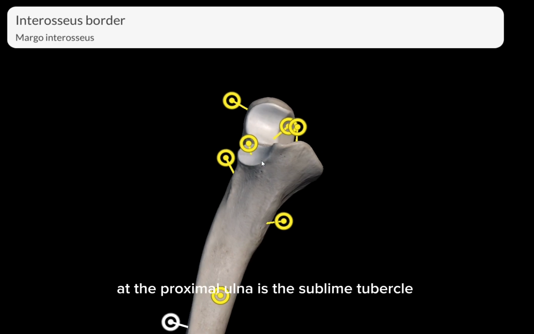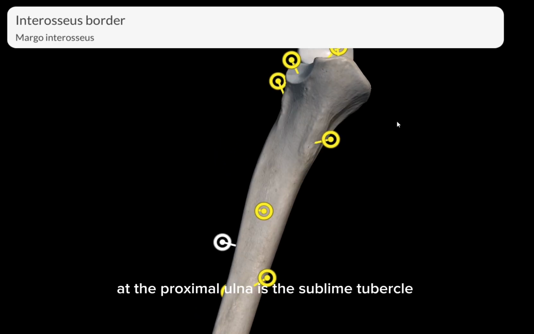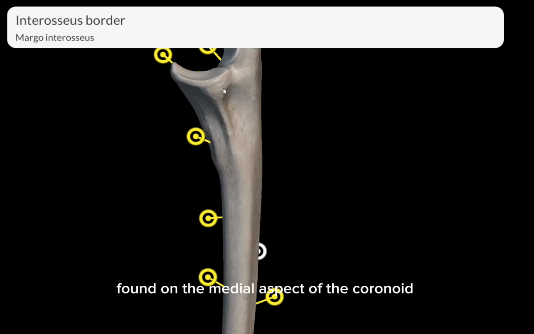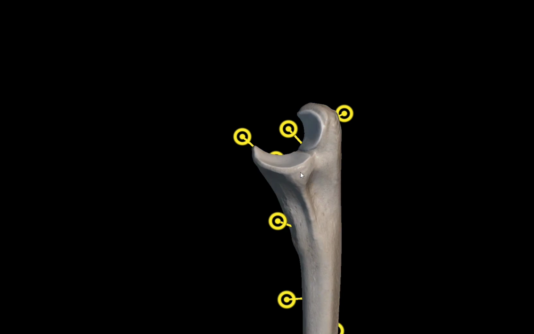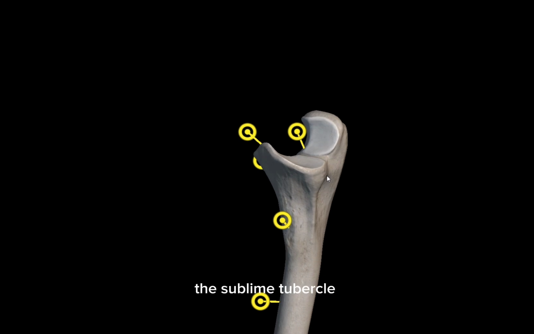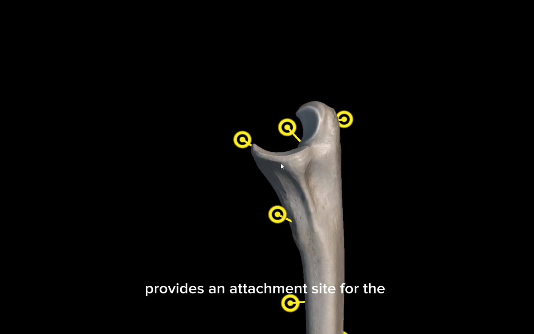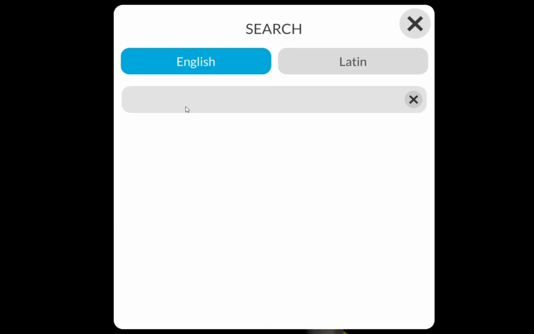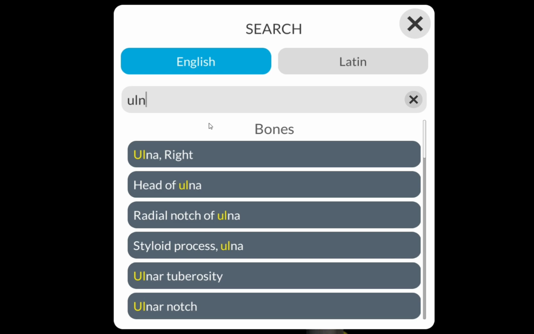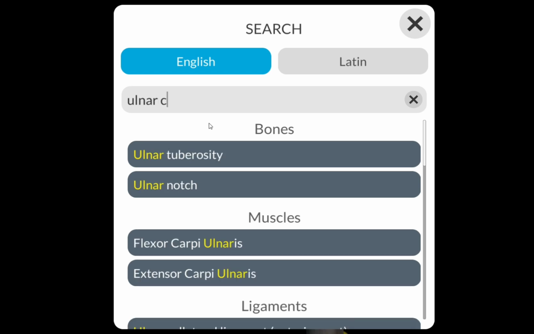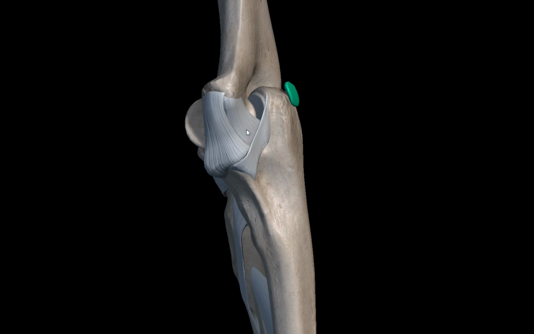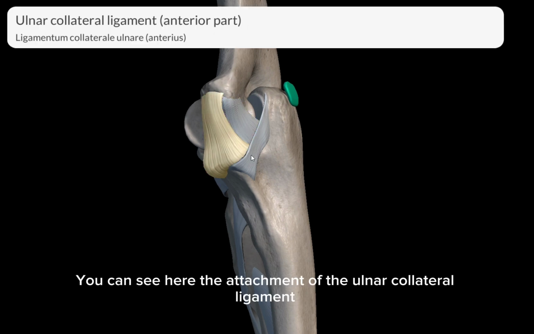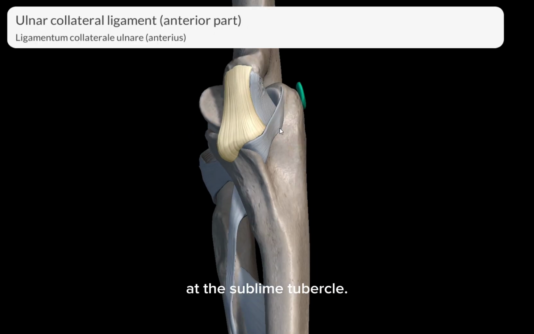Last structure at the proximal ulna is the sublime tubercle, which is a small prominence found on the medial aspect of the coronoid process of ulna. This sublime tubercle provides an attachment site for the ulnar collateral ligament. You can see here the attachment of the ulnar collateral ligament at the sublime tubercle.